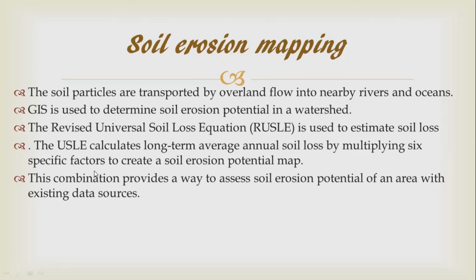Again, when you have a potential map, then you know that these are the regions which have got the potentiality. And when you have the potential zones, then you can take proper precautionary measures against that. So the combination of these 6 specific factors provides a way to assess the soil erosion potential of an area with the existing data sources.